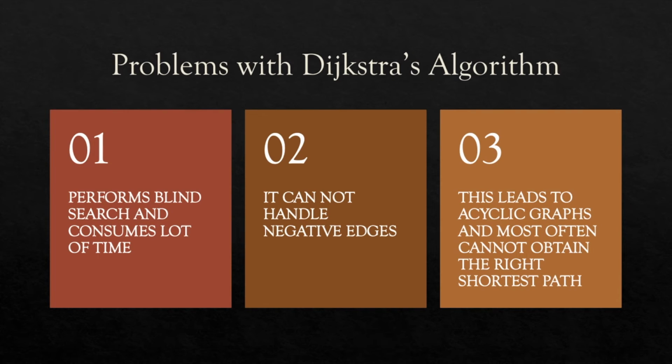Dijkstra's algorithm isn't perfect. Being referred to as the greedy algorithm, it faces various drawbacks, namely, since it performs blind, unguided search, it takes a lot of time. Moreover, negative edges are not compatible with this algorithm. A negative edge makes the graph traversal acyclic, often leading to incorrect solutions.